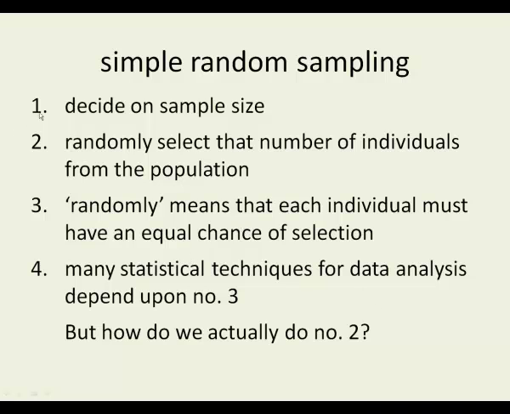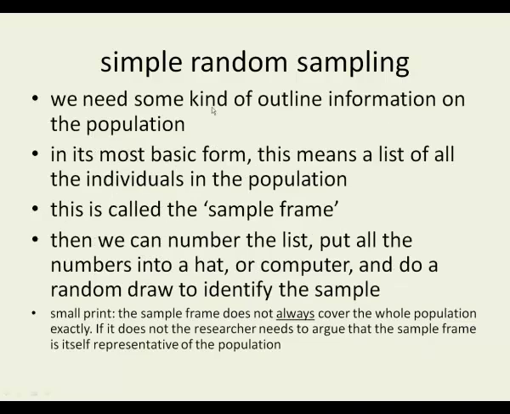The question is, though, how do we actually do number 2 to make sure that number 3 is true? How do you randomly select the people? Well, for a simple random sample, what you need is some kind of outline information for the population. In its most basic form, it just means a list of all the people or all the trees or all the cows, or whatever the population is. That list is called the sample frame. As long as you have a whole list, then you can number the list, put all the numbers into a hat or more commonly into a computer, and randomly draw out however many numbers you need, and that gives you your sample. And in the small print, it doesn't always cover the whole population. If it doesn't, then you've got to argue that it at least represents the whole population, which is another problem you give yourself.